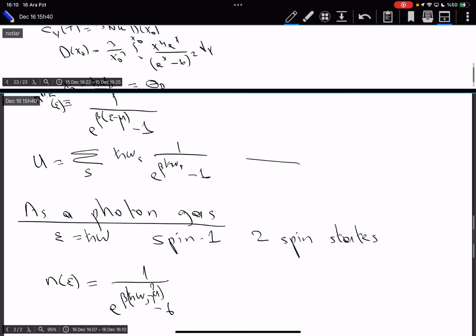We already know the answer. Over here, the result should be that, but if we treat it as a photon gas, a gas of bosons, we have to somehow find mu. What happened to it?